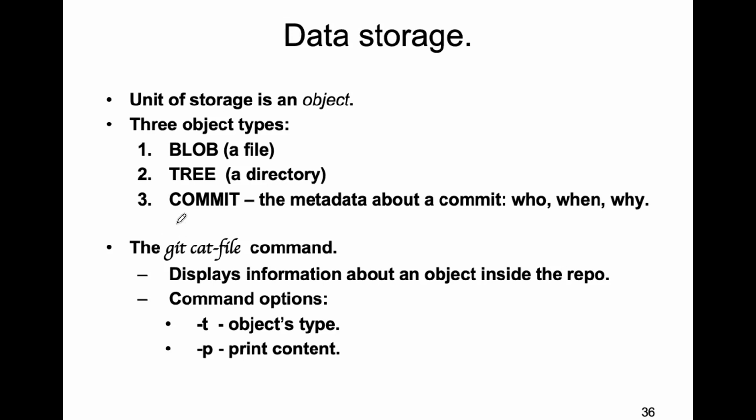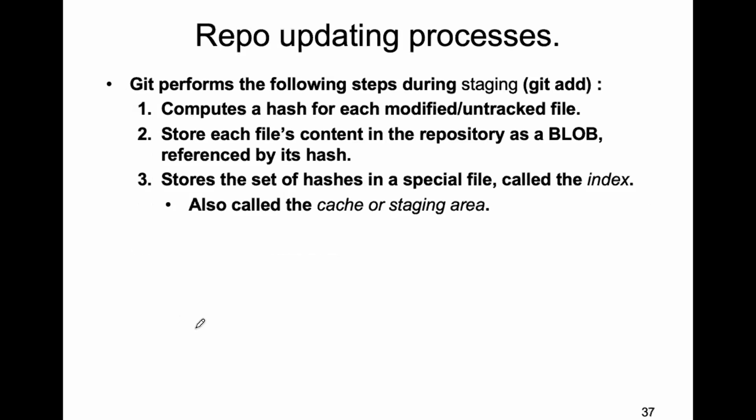Now, you'd very rarely need to use this command, to be quite honest, but we just need to be aware of it anyway. It has two command line options, the -t option and the -p option. When you use the -t option, it tells you what type of object you are looking at. Is it a tree, a blob, or a commit? And the -p option shows you the actual content of the file.